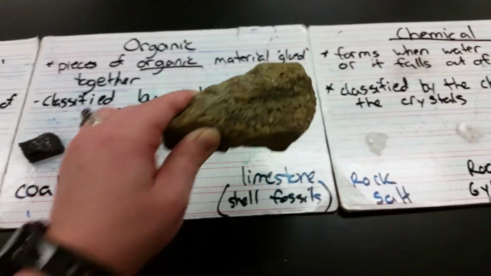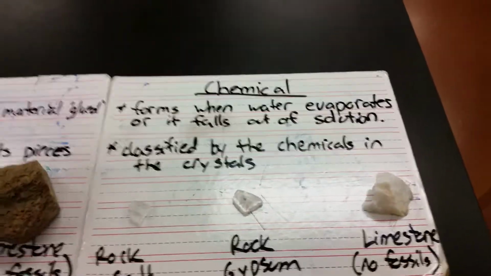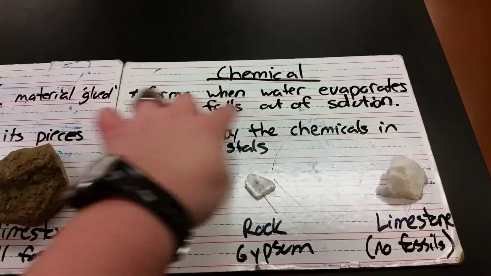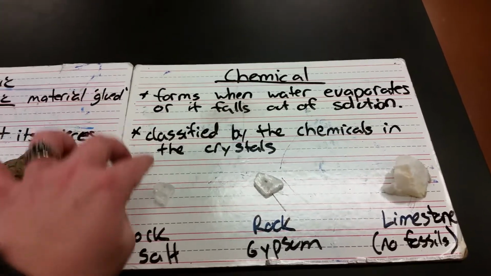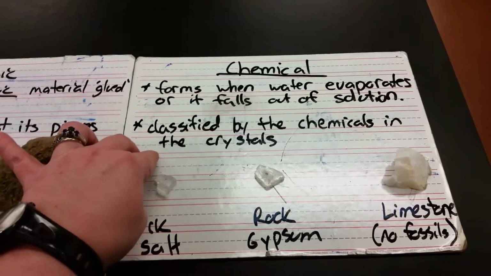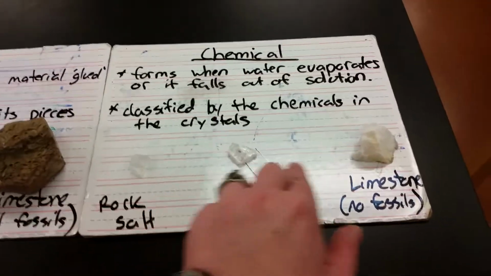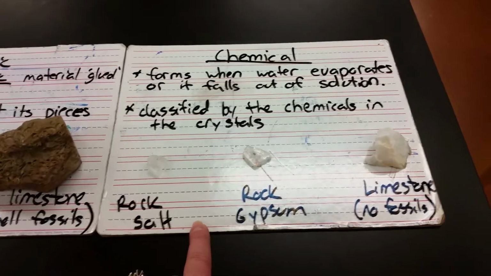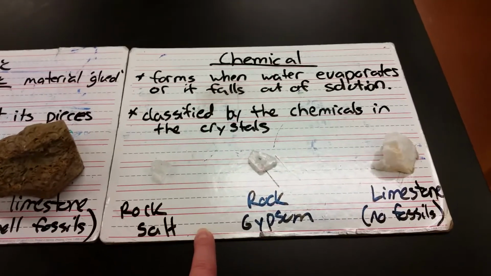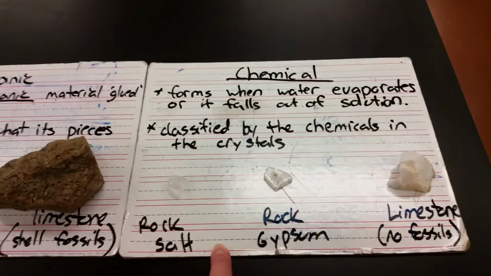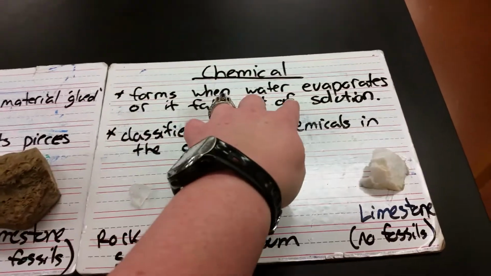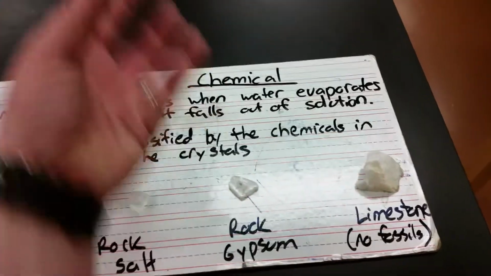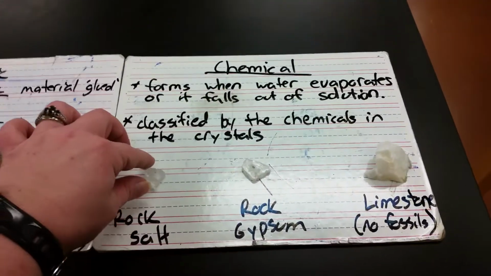You get limestone. Now, our last sedimentary rock is chemical, and it forms when water evaporates or it falls out of solution. So if water evaporates, we're thinking ancient ocean environments. So we classify them by the chemicals in the crystal. And notice each one looks like a crystal. So chemical would be the ones sort of like we made in lab when we did our crystal lab. Those would be an example of a chemical rock because we made them from a solution, and then we evaporated water, and then we let some of that supersaturated parts of the solution fall out of solution. They call that precipitation out of solution.